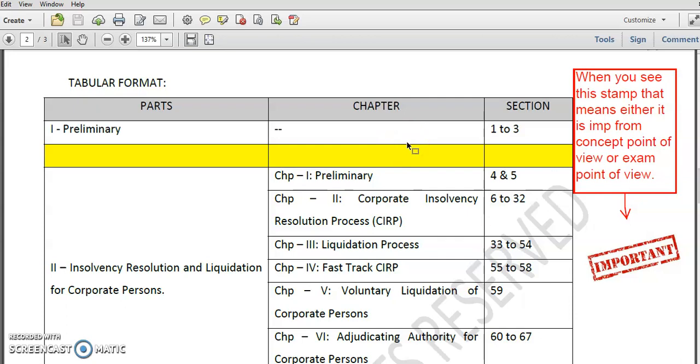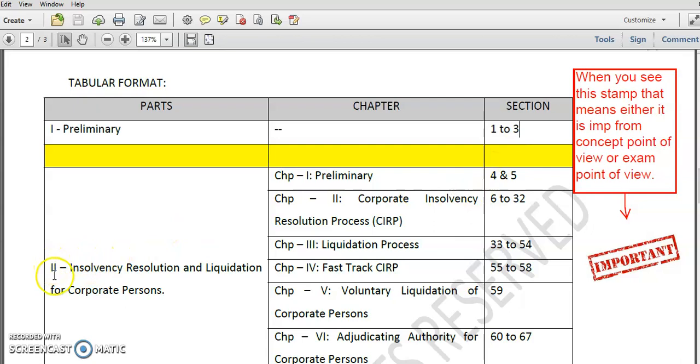how the IBC flows. Part 1 is preliminary. It has sections 1, 2 and 3. So it starts with short title, commencement, applicability and the definitions. Section 3 has definitions which are applicable to the entire code.